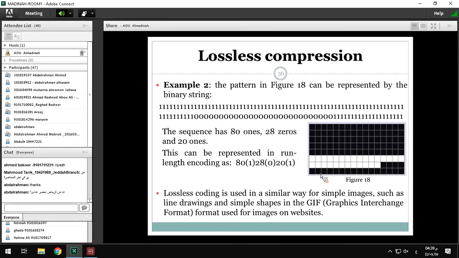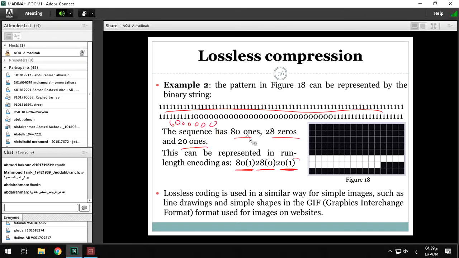Also, for example, if you take this string, we have 80 ones, 28 zeros, then 20 ones. By using run length encoding, we can simply write 80 of 1, then 28 of 0, then 21. After 21, if I add 7 zeros, then again we write 7 zeros like this. Right? So this is called run length encoding. This is a lossless compression technique. So we see two lossless compression techniques.